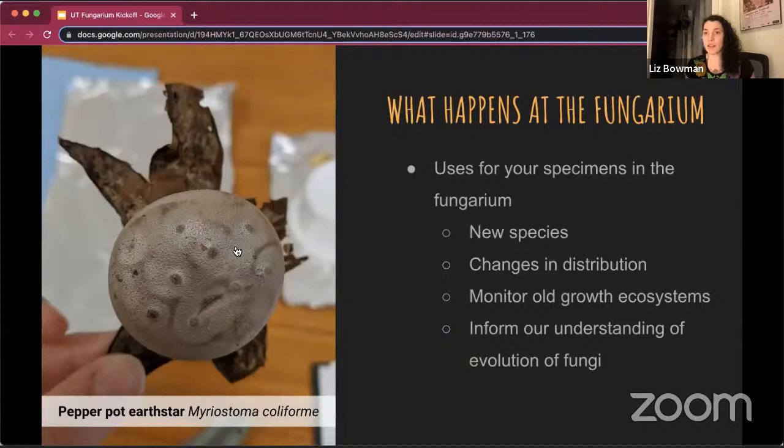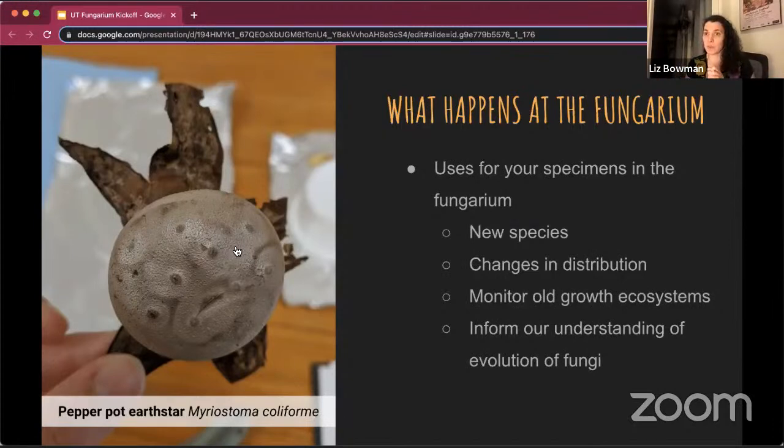You can go back to type specimens. So those are the specimens that were used to define a new species, and you can compare them. You can look at changes in distribution. This is something Barbara mentioned. So you can see, due to climate change or human use of habitats, has a mushroom disappeared from a certain area, or has it moved its distribution?